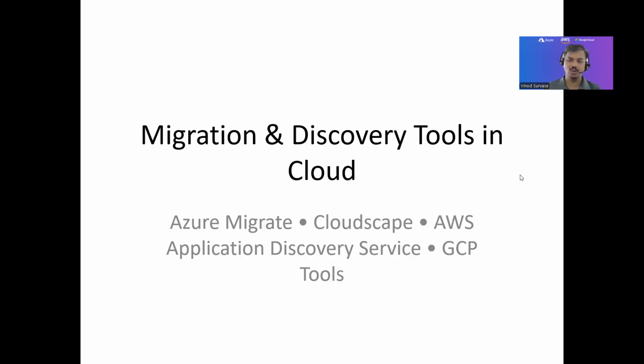All right, so you can see the topic that I'm going to cover is migration and discovery tools in the cloud platforms, including Azure, AWS, and GCP. So what are those? Those are Azure Migrate. Cloudscape is another tool that's not a part of any of the public clouds, but it's a third party tool, our solution, we can say. AWS has its AWS Application Discovery Service, and GCP has their own tools. So let's start one by one.